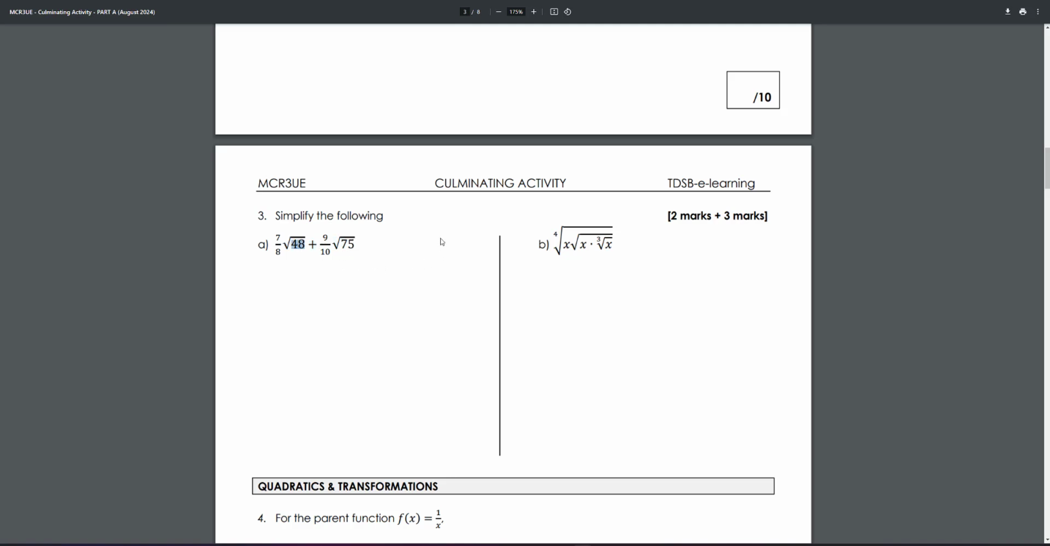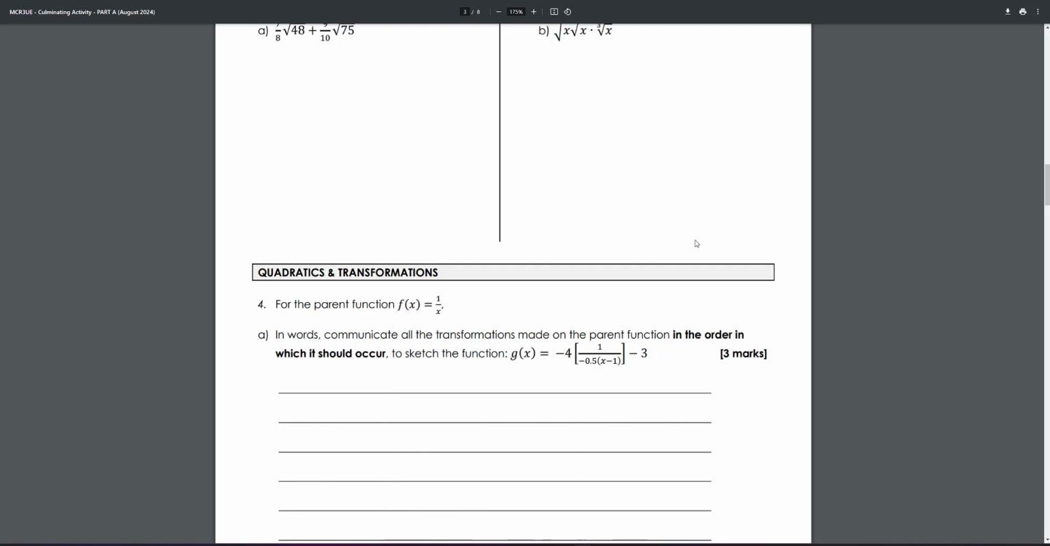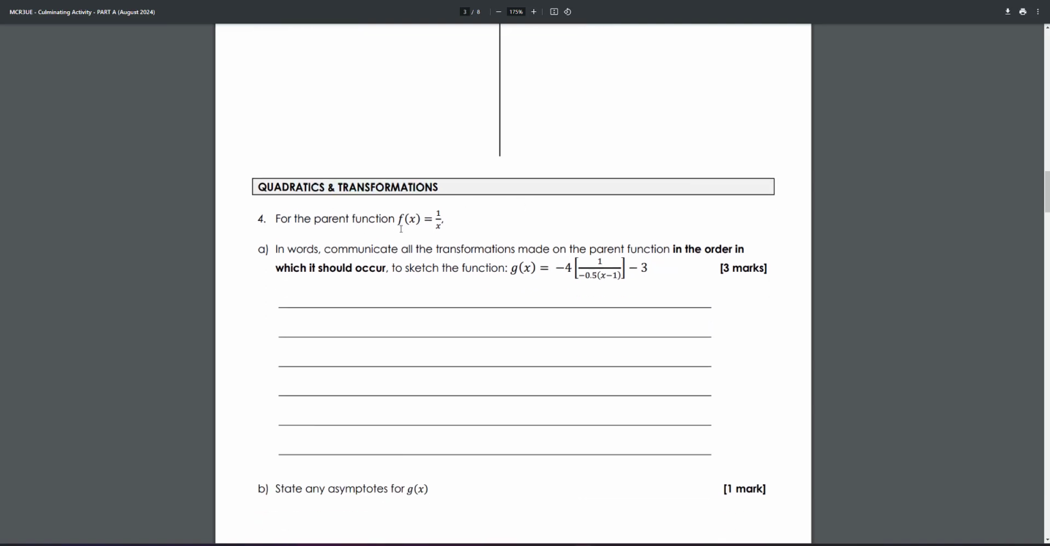So this is unit 3, I believe. I would recommend definitely going through that. And yeah, 2 marks, 3 marks. And here we have transformations for the parent function 1 over x. In words, communicate all transformations made on the parent function, in the order in which they occur, to sketch this function.